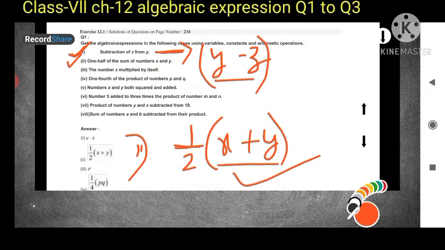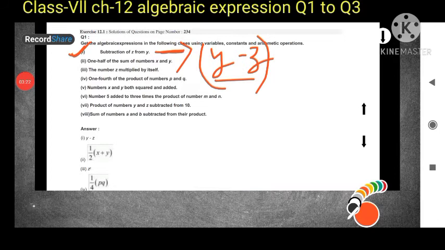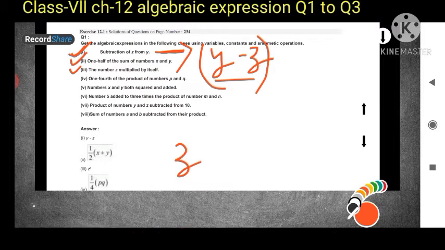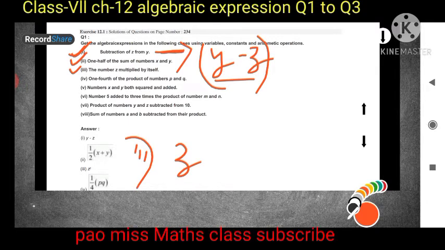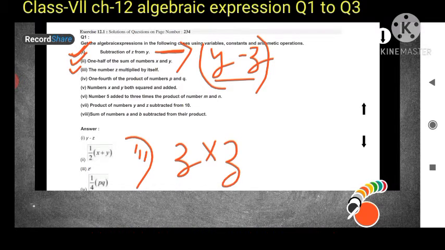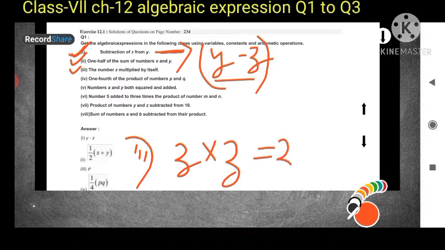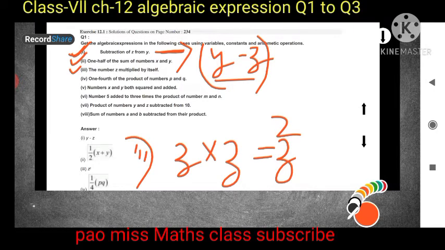Now the third one. Given the number z. This is question number 3: the number z multiplied by itself. It means z is multiplying by itself. So z into z will be equal to what? z square. Okay, z into z is equal to z square, z to the power 2. Okay, this is the answer for question 3.